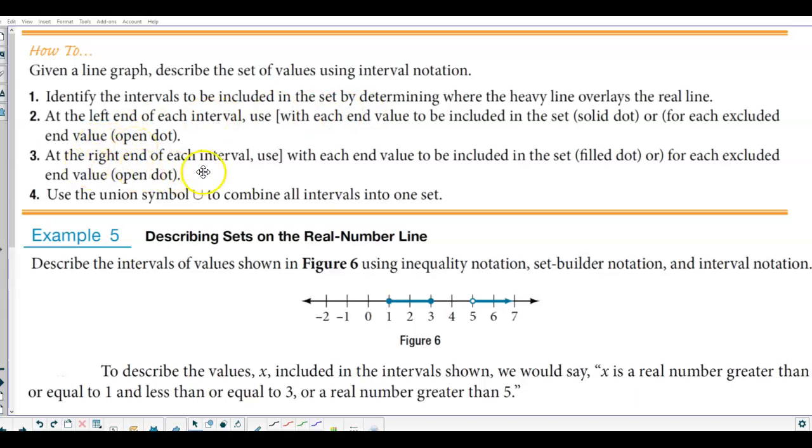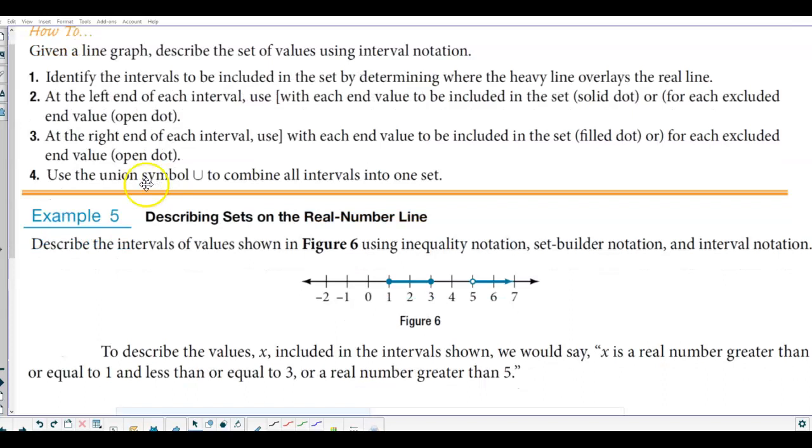Number three, at the right end of each interval, you're going to use a right bracket with each end value to be included in the set, which is a filled dot, or a parenthesis for each excluded end value. You'd have a parenthesis, open dot. Now, number four, we're going to use the union symbol to combine all intervals into one set.